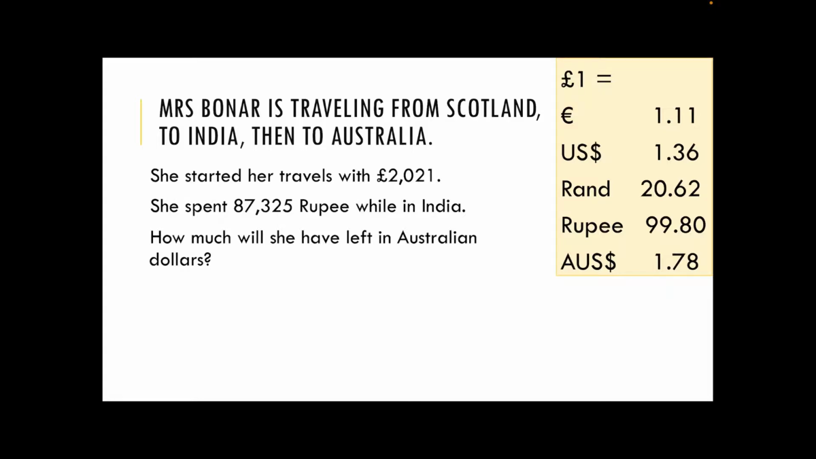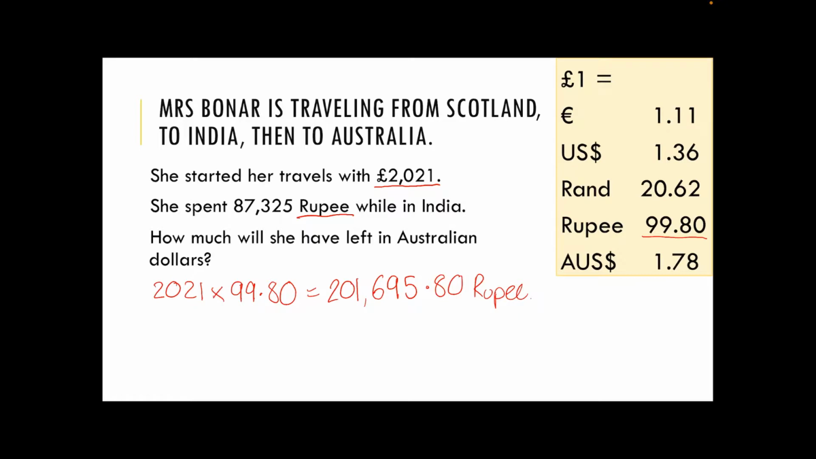So the first thing that I'm thinking then is she's going from Scotland to India, so we need to transform our pounds into rupees. So to start, we are going to do our 2021 multiplied by our rupees, because we're changing to rupee, and that gives us 201,695.80 rupee.